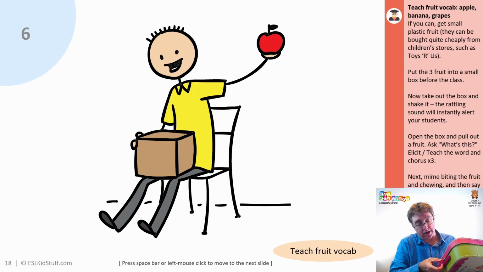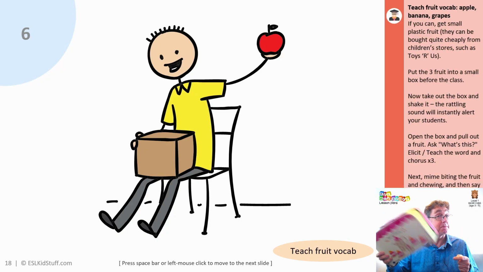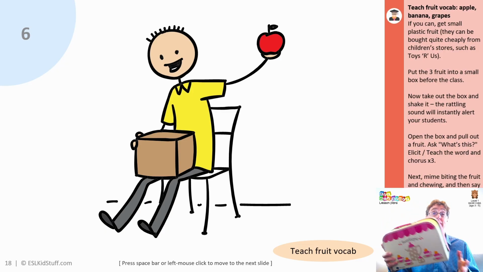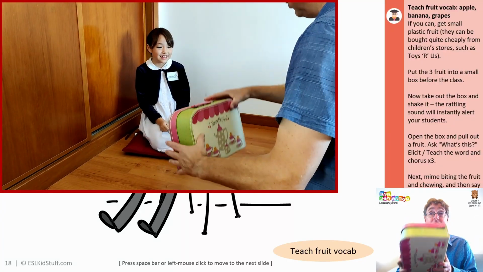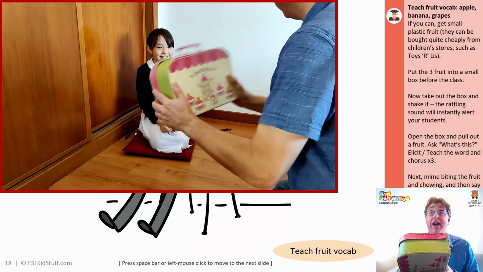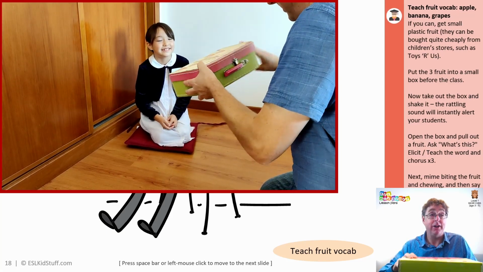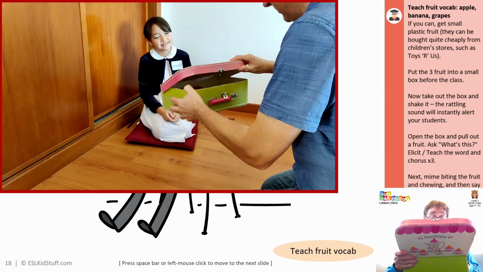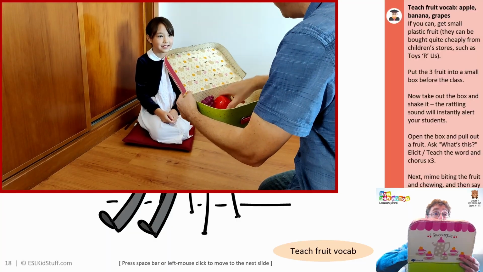And this is before class starts. At this part of the class, I bring out the suitcase. Ooh, what's inside? Check it out. Everyone will be instantly alerted to this. You'll have everyone's attention, and they'll all want to know what is inside the box. It's rattling around. So, I'll face it towards me and open the lid and slowly reveal one of the fruits.